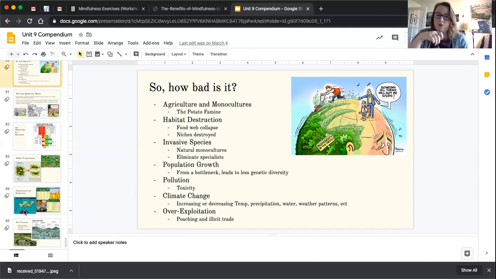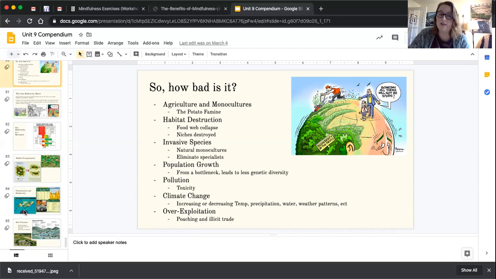We also sometimes break habitats. We sometimes pull out an entire level of the food chain because it's a snack for us, and then the ecosystem can collapse, or we can destroy a particular niche, which will cause a species to go extinct.